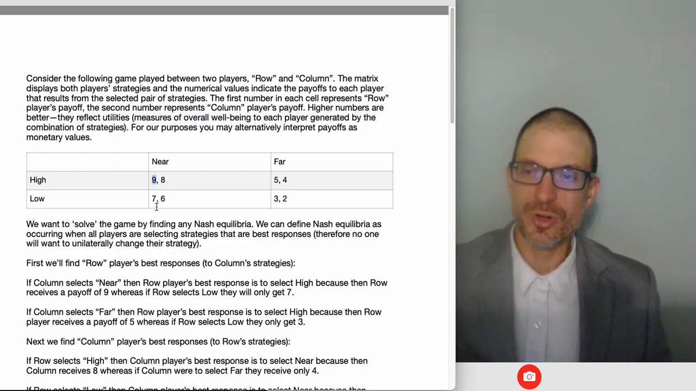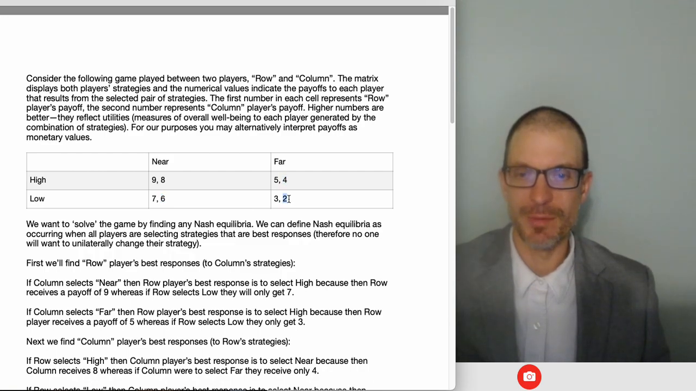The first number goes to row player. I made them odd so that the odd numbers are always going to row player. The second number goes to column player. I made them even, so the even numbers always go to column player.